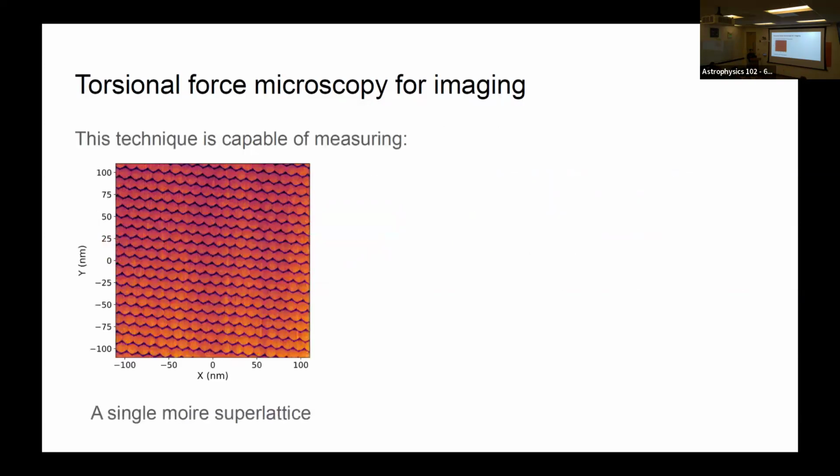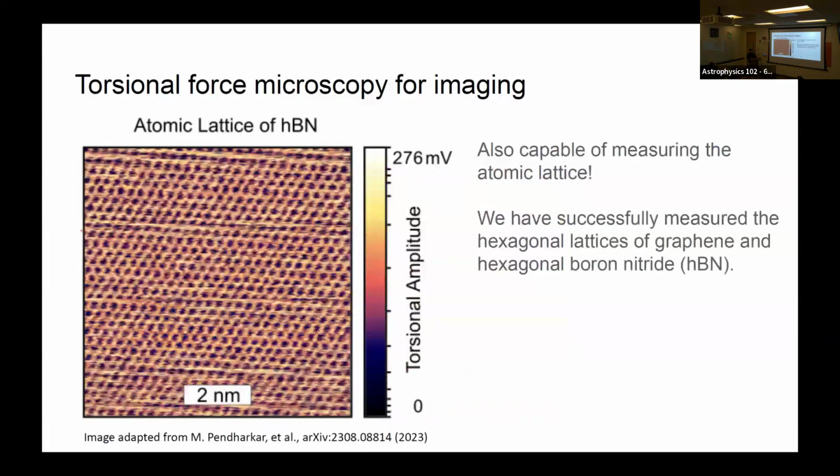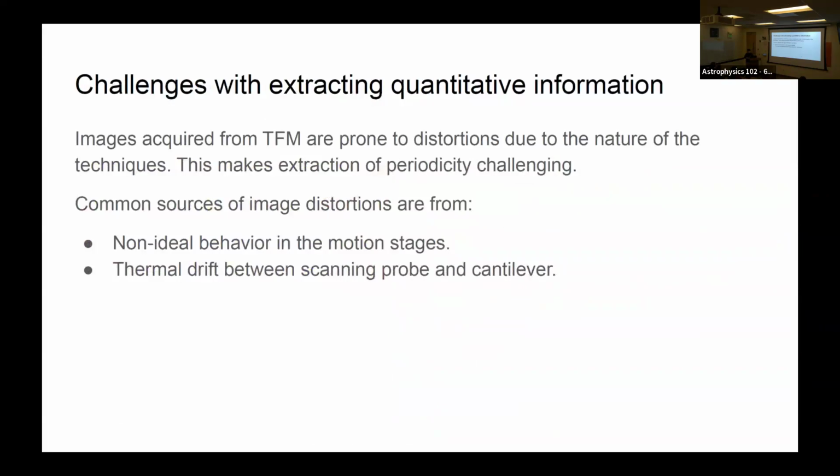So what is this technique capable of measuring? As I showed, we can image a single moiré superlattice. But if you're lucky, you can also measure two supermoiré lattices simultaneously. That is available. And we found that we can actually observe the atomic lattice of hexagonal boron nitride as well as graphene. So we can extract a lot of information about the physical structure of the samples.